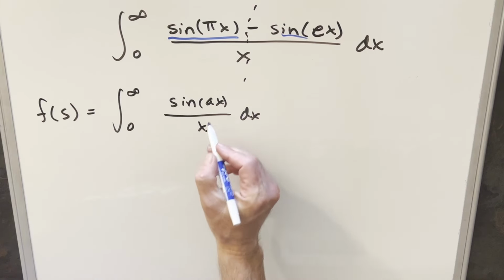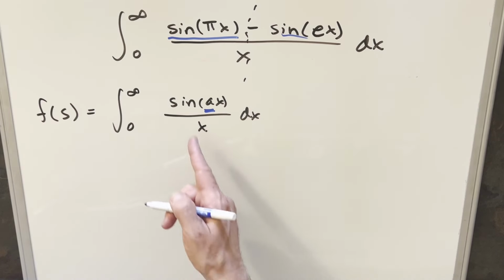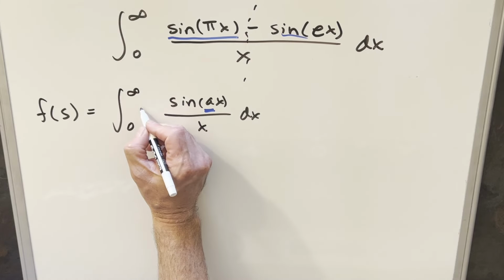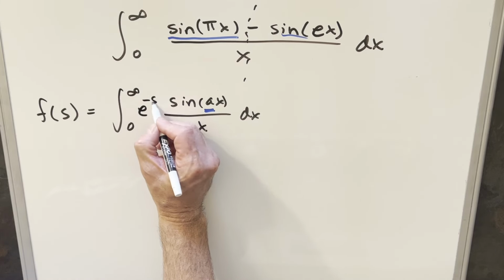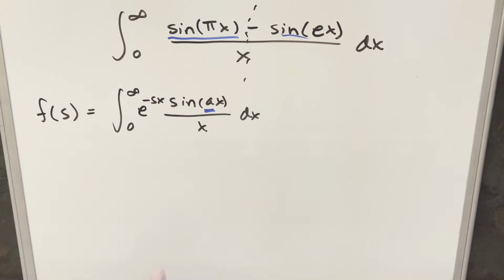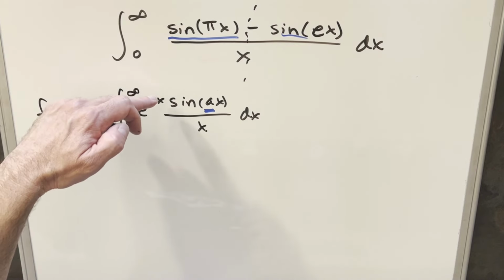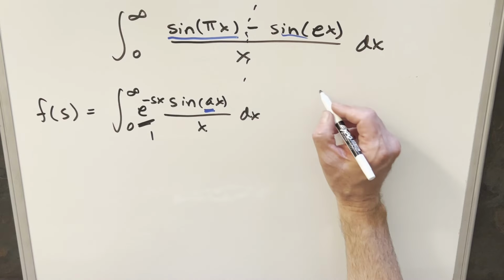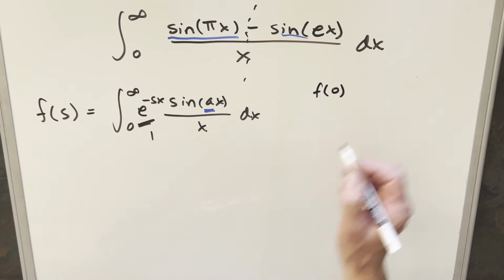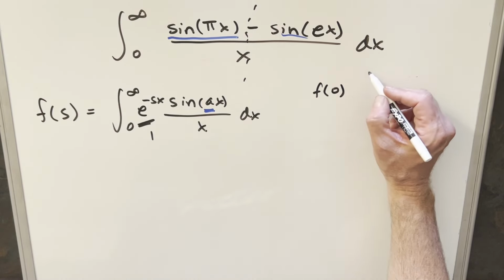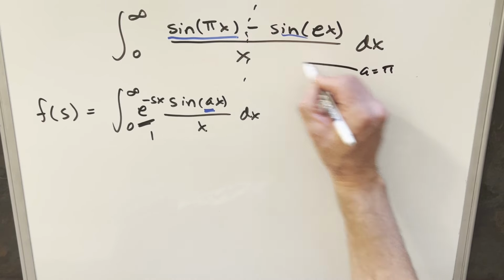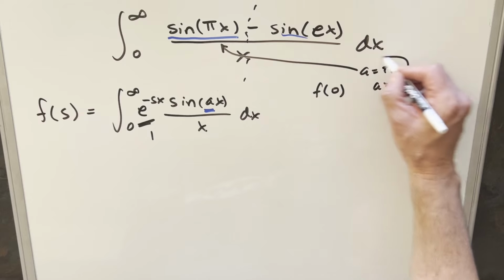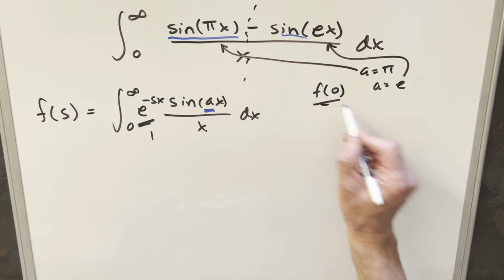And you might want to parameterize the a. I think if you do it that way, you end up with all kinds of trouble. What I want to do instead is create something in front here. We'll create an e^(−sx). The reason this is going to be nice is you notice when x is 0, this piece right here is just going to be 1. So what we can do is use this f(0) value later on. And then if a is π, it's going to be this one. And if a is equal to e, it's going to be this case right here. So we'll come back to this.